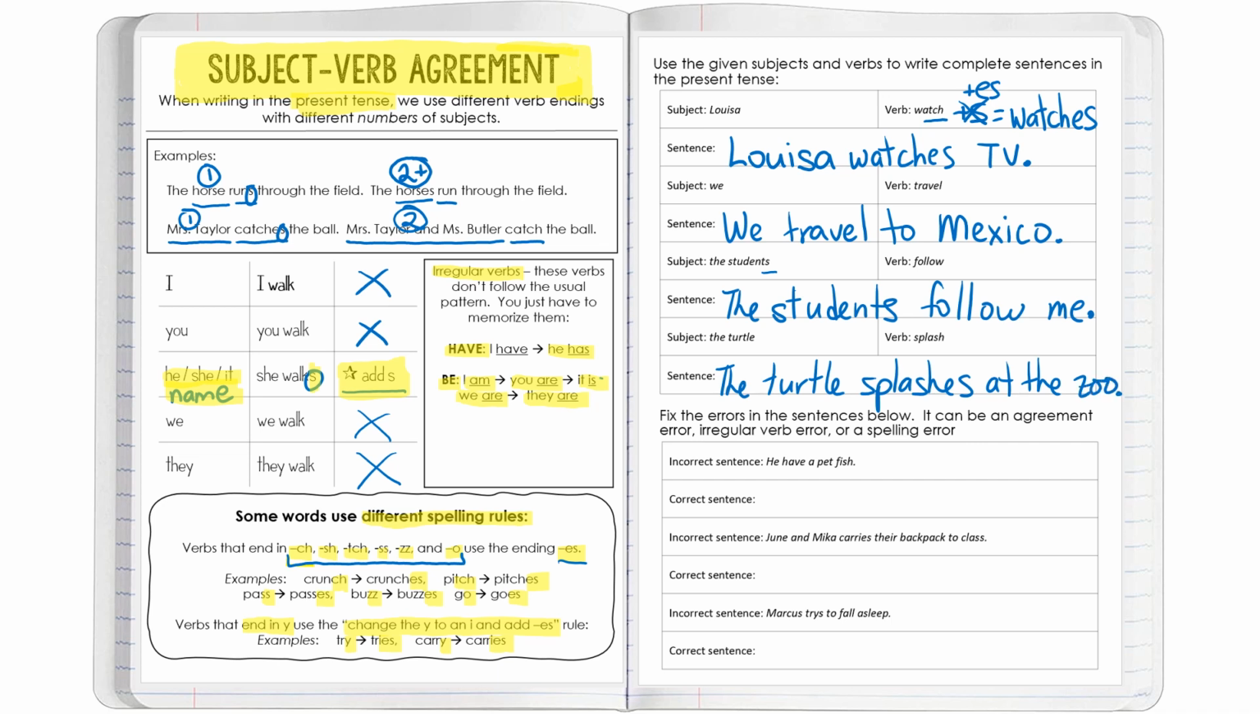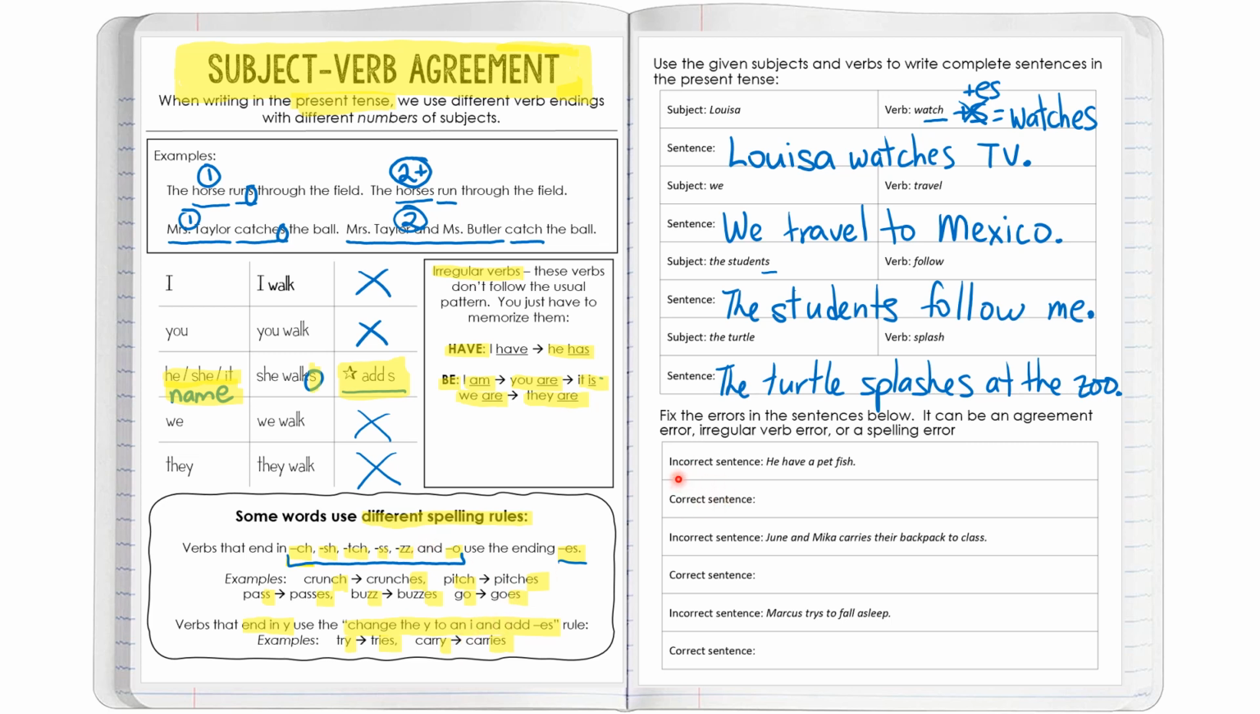So that's the job in that first section. The next section is asking you to make corrections. Here are the directions. Fix the errors in the sentences below. It can be an agreement error, meaning you didn't use the right version of the verb, an irregular verb error, they didn't use the right irregular verb, or a spelling error, they forgot to apply the spelling pattern.